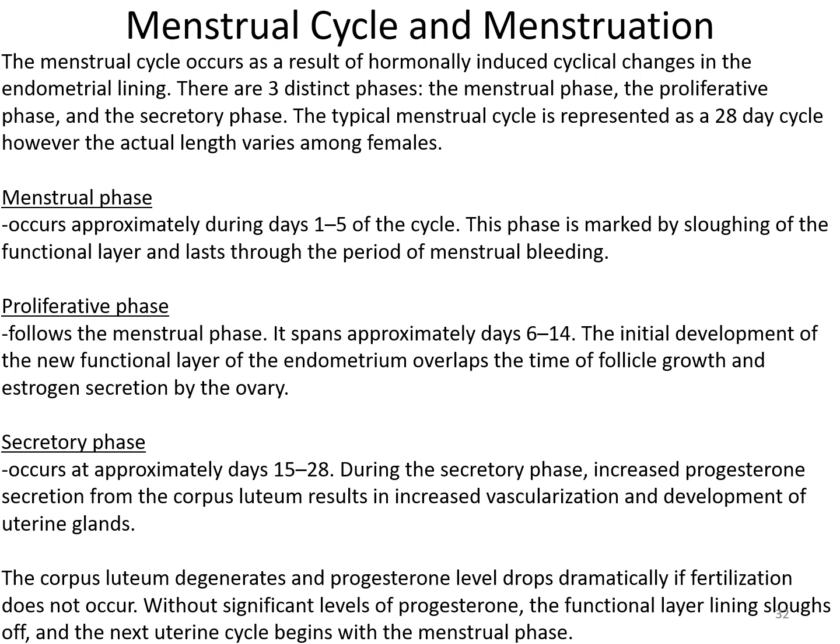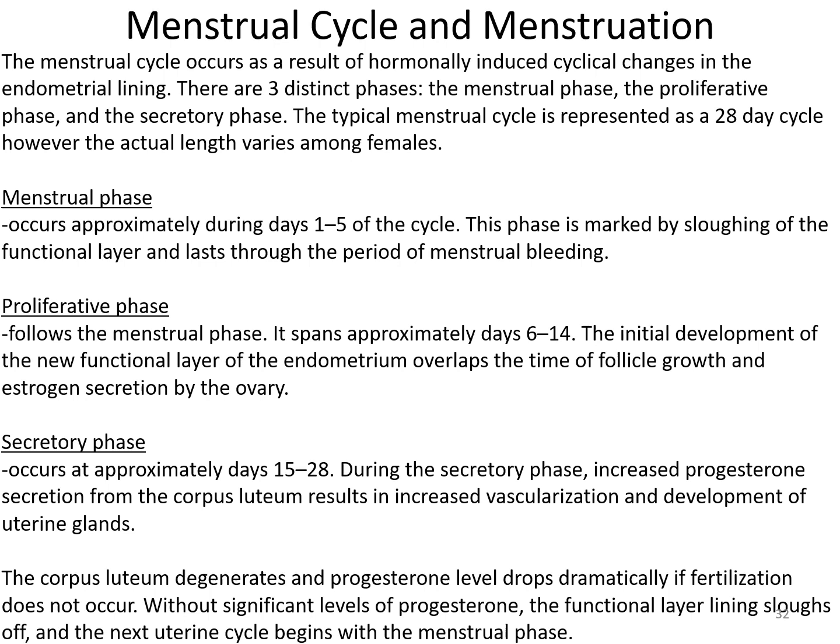The proliferative phase follows that. It goes from about day 6 to day 14, where you get the initial development of that new functional layer of the endometrium. So we've just sloughed off the lining that was there from before, and now through days 6 through 14, we're going to start to build a new functional layer. This overlaps the time of follicle growth and estrogen secretion by the ovary. So if you can picture both the uterus and the ovary in your head, in the ovary, you're getting development of that follicle and the release of estrogen, and that's causing the formation of a new layer within the uterus.